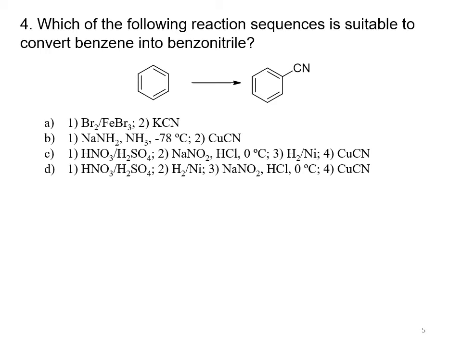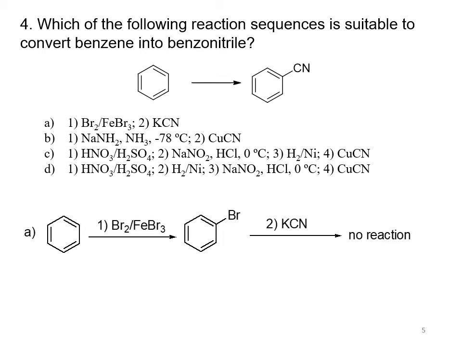Next, which of the following reaction sequences is suitable to convert benzene into benzonitrile? Well, this is a multiple choice question. It should take a little bit of time to figure out the answer. Basically, you're supposed to analyze each reaction sequence one by one, figure out which are not reasonable and why, and then which is remaining sequence that will result in formation of benzonitrile. So let's consider sequence A. First step is bromination of benzene. That proceeds quite well to give bromobenzene.